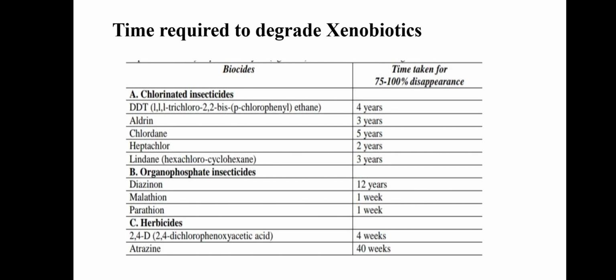Likewise, the next group is organophosphate insecticides, and their examples are diazinon for 12 years, malathion for 1 week, parathion for 1 week. Then herbicides, for example 2,4-D, that means 2,4-dichlorophenoxyacetic acid, for 4 weeks, and atrazine for 40 weeks.